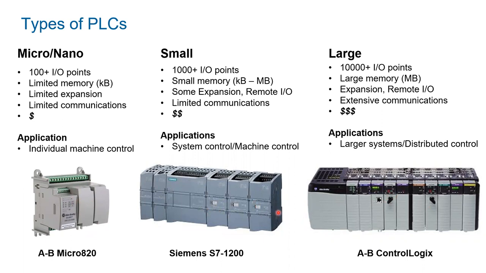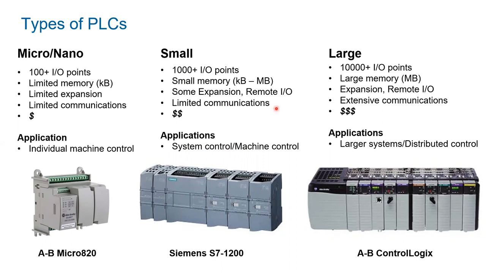When we come to the small, or sometimes small/midsize, the Siemens S7-1200 is an example of that. Where the micro was about 100 I/O, now we're at maybe around 1,000 I/O points. It's still got a small amount of memory, but some expansion, better than the micro nano. It can handle some remote I/O, meaning the I/O doesn't have to be attached; it can be remote and connected back over an Ethernet cable. It's still limited when it comes to communications, but better. And it's going to be a little more expensive, of course. These are great for system control or machine control. When you have a larger machine or larger system, this would be the right platform to use to keep your costs low.